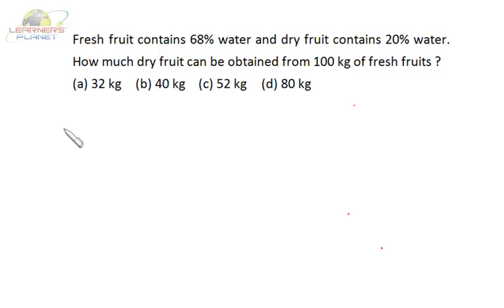Now friends, let's take this interesting question. Fresh fruit contains 68% water and dry fruit contains 20% water. Okay. How much dry fruits can be obtained from 100 kilogram of fresh fruits?